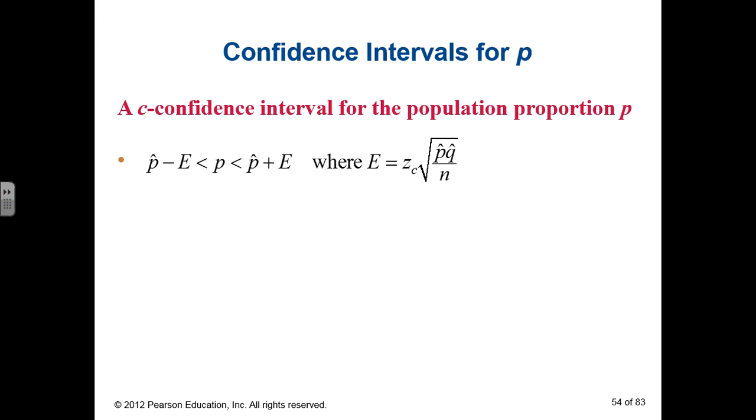A confidence interval for estimating the population proportion P is similar to all the confidence intervals we looked at before. A confidence interval is always equal to the point estimate plus or minus the margin of error. The big difference here is our formula for the margin of error. The margin of error, E, is equal to the critical value, which, remember, are numbers like 1.96 for 95%, 1.645 for 90%, and so forth, times the square root of P hat times Q hat divided by N.